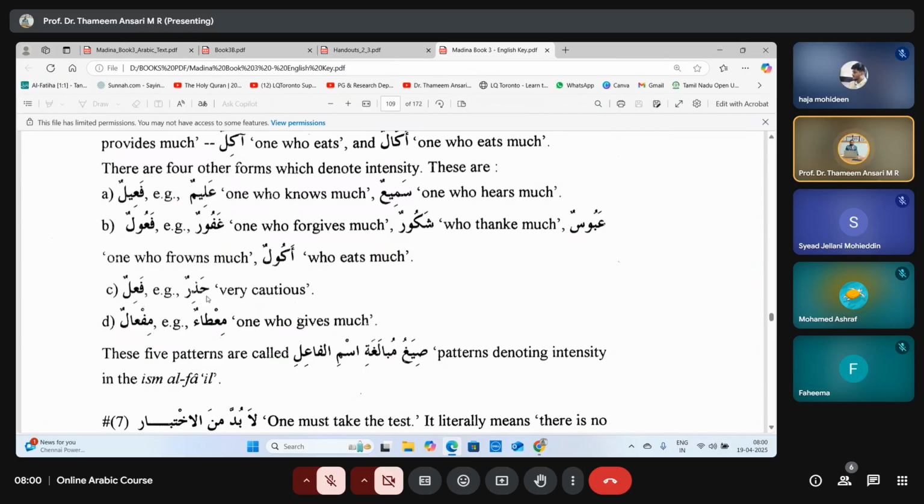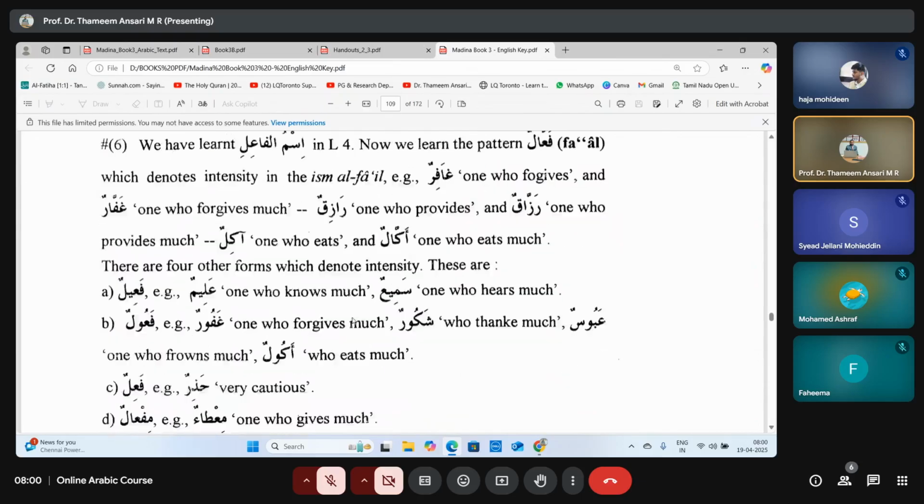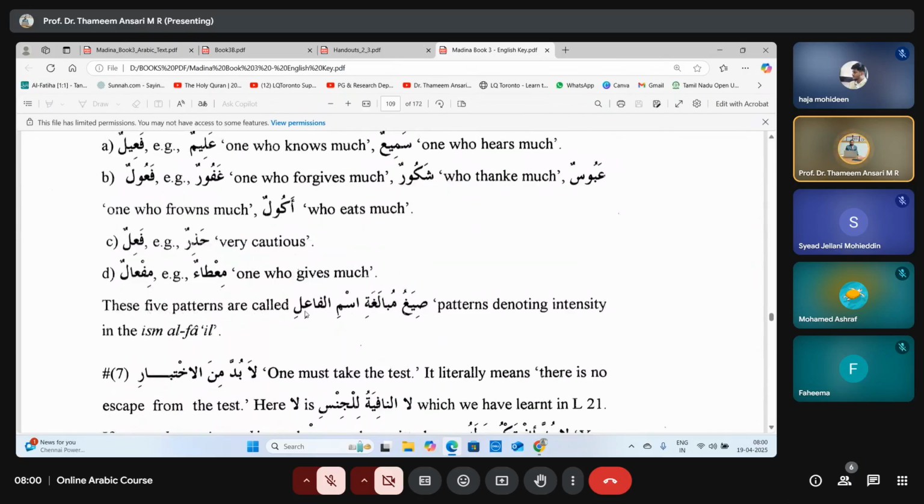Fa'ilun, example, hazirun, very cautious. Mif'alun, example, ta'un, one who gives much. These 5 patterns, including fa'al, are called siyagul mubalaghatil ism al-fa'il, the patterns denoting intensity in the ism al-fa'il. Or you can also say ism mubalagha, or you can say siyagu mubalaghati ism al-fa'ili.